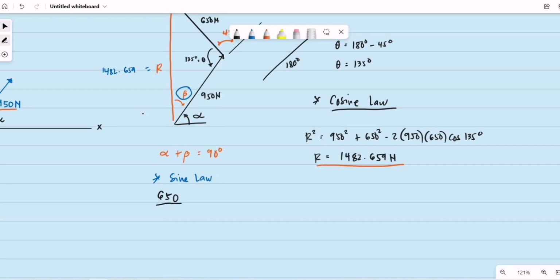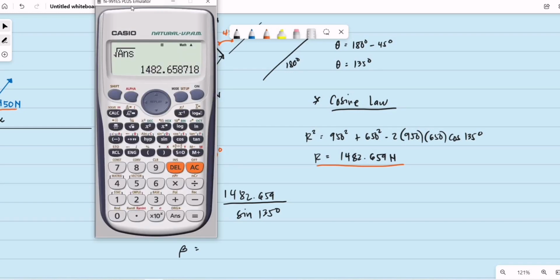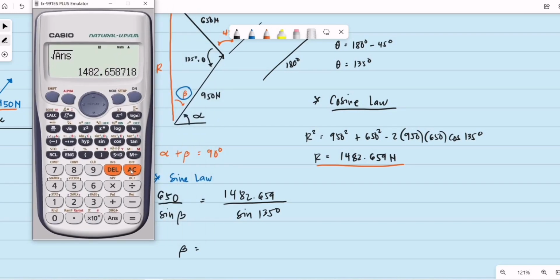Okay, 650 newtons, so this is to be divided by the sine of the unknown angle beta is equal to, I will be using the resultant, that is 1,482.659. Then this is divided by the sine of its opposite angle, that is the 135 degrees. So what is the value of beta is now equal to 1,482.659 divided by the sine of 135 degrees, then to be divided by 650.